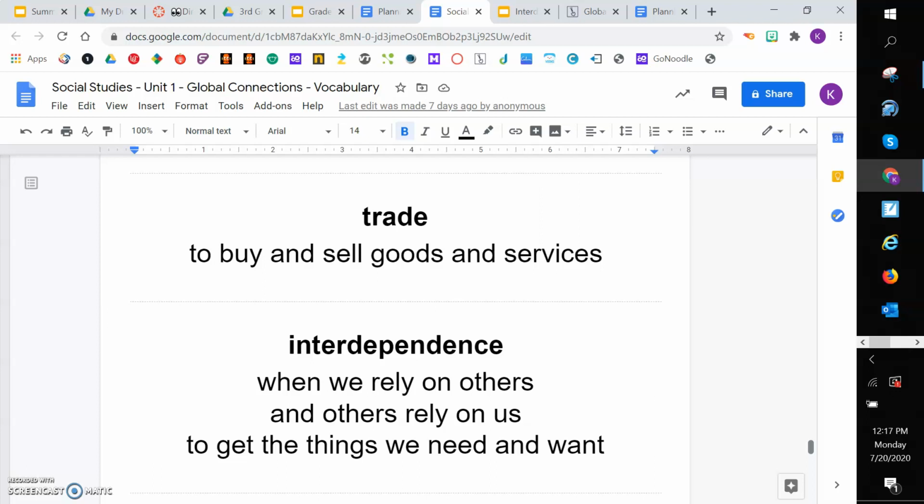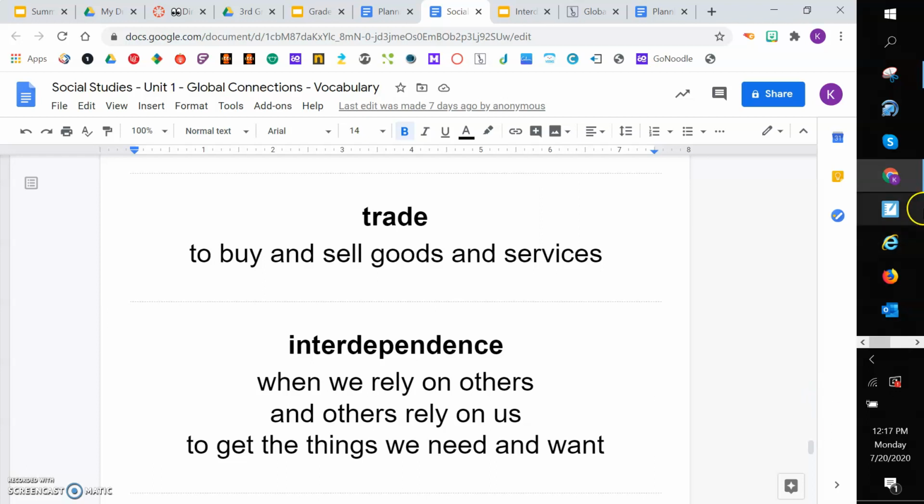I like bananas. I apparently am dependent on Mexico to get my bananas because that's where they came from. I like that shirt that I bought. It's something that I want. It's not something I need, but it's something I want, is that shirt. It's from India. So I have an interdependence with India for that particular item. Okay? Other countries depend on the United States for particular exports too. And we'll learn more about that throughout our unit.